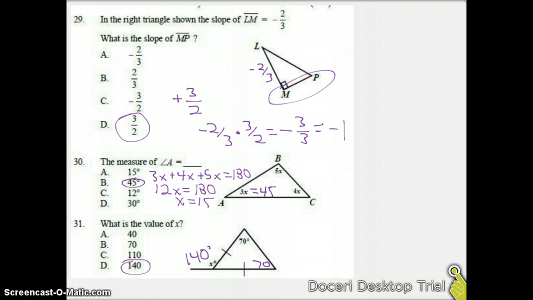If you didn't see that, though, you could find the other angle in that triangle, which would have to be 40, because 70 plus 70 is 140, subtracted from 180 leaves me 40 left over. And then, of course, the angle next to that would be the 140 because they'd be a linear pair.